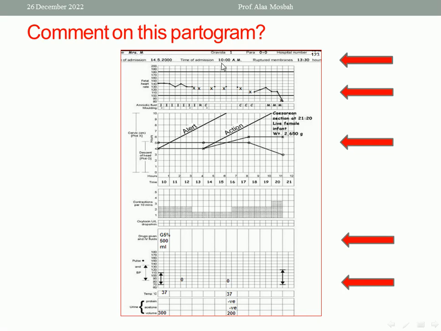M, prime gravida. Okay, so we comment on the gravidity and the parity, hospital number, date of admission, time of admission, as seen here, 10 a.m., rupture of membrane, 13:30. Okay, this is the first part in the partogram, including the personal information.